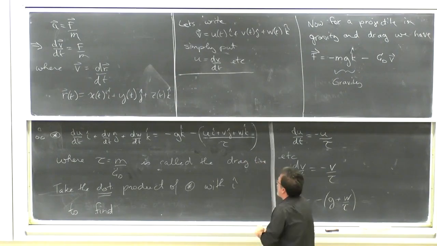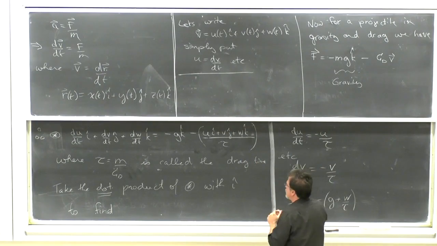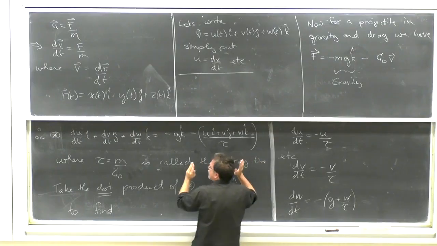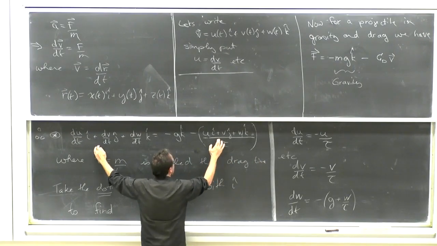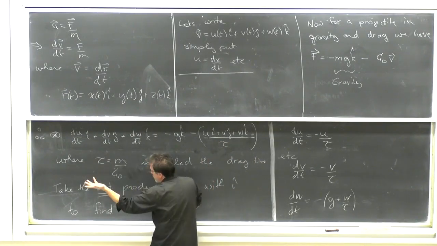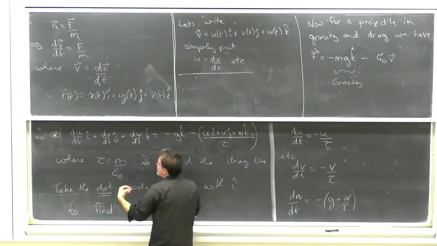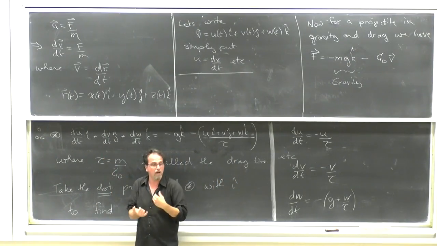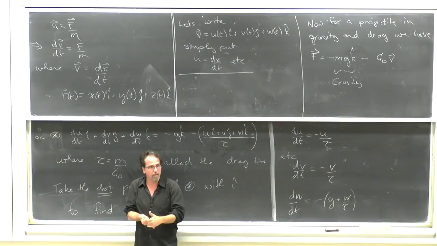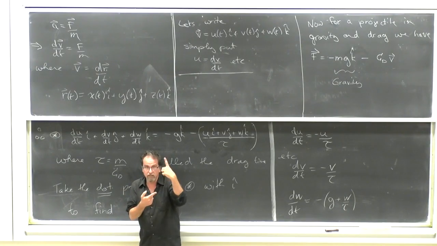Now, to get the system of equations we need to solve, I take the dot product of this equation with i hat. Whatever you do to the left-hand side, you must do to the right-hand side. So take the dot product with i hat. The basis vectors are perpendicular to one another: i hat dot j hat is 0, i hat dot k hat is 0, and i hat dot i hat is 1.